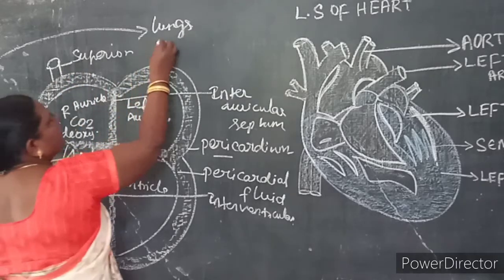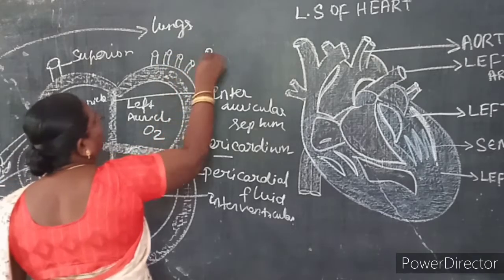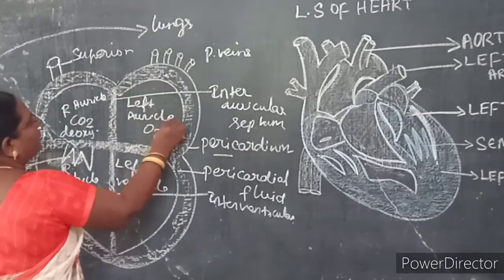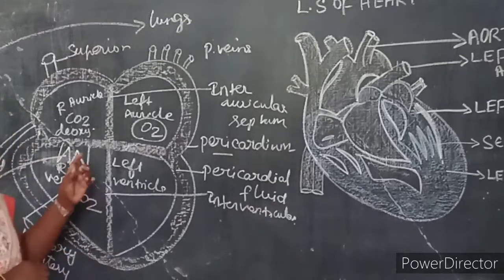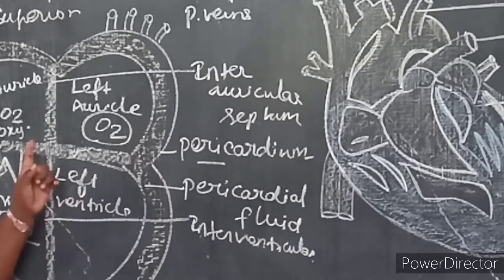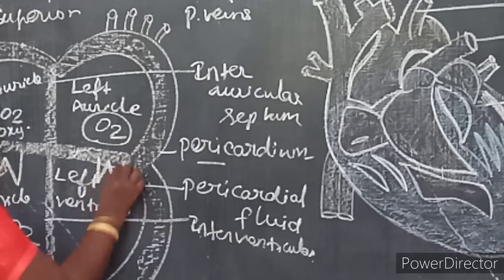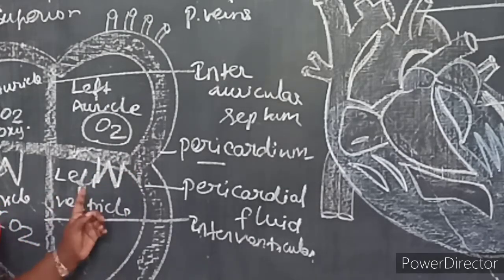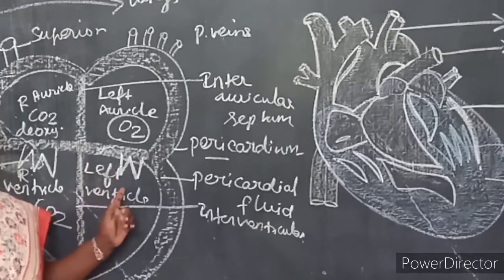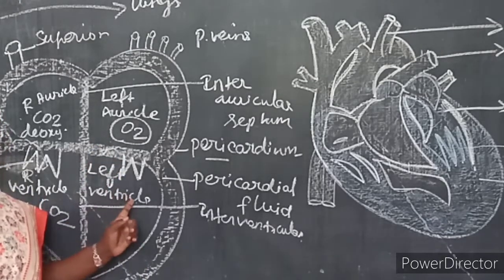So in the lungs the exchange of gases takes place and then, through the four pulmonary veins, the left auricle receives the oxygenated blood. Then the left auricle opens to the left ventricle through the bicuspid valve, or the mitral valve, because it consists of only two flaps. So it is called what? Bicuspid or the mitral valve.